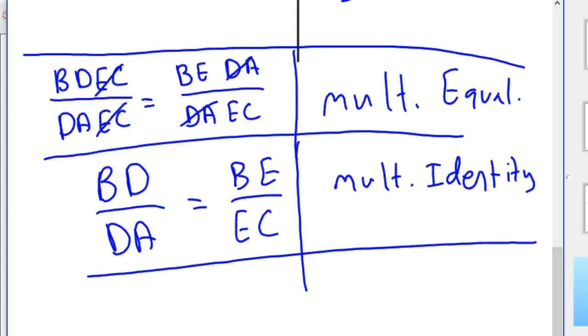So there's the proof. We've proven the side splitter theorem. So that's 20 minutes. That's a long time, but it goes through everything and you don't have to watch it all.